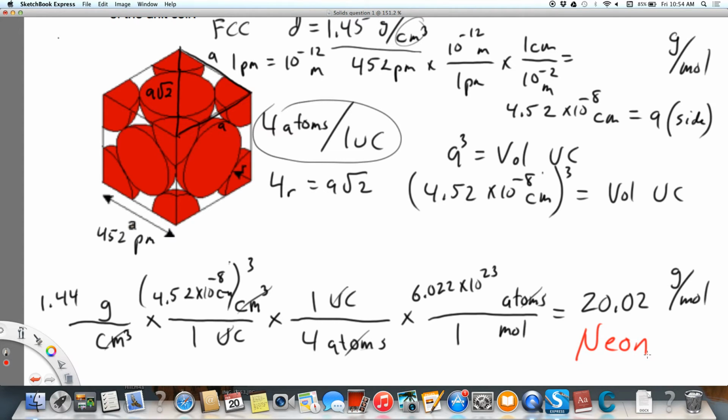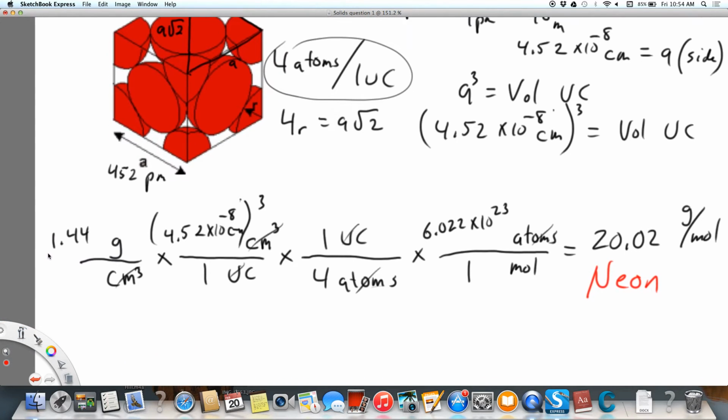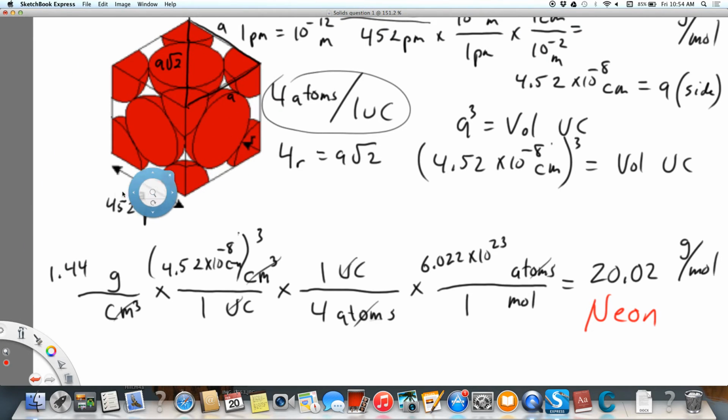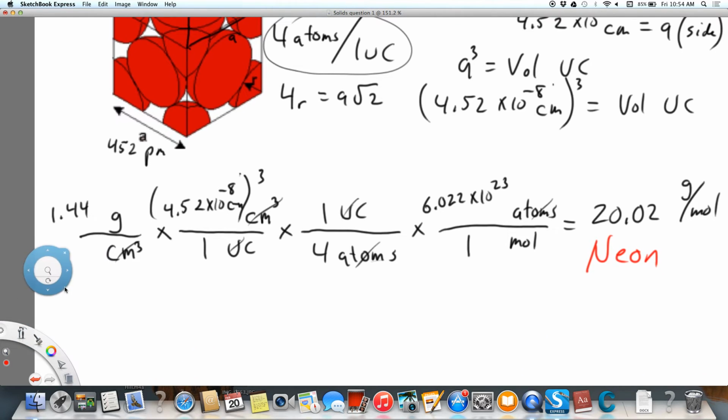And if you look on the periodic table, that's neon. Now, neon is a gas, but when it freezes at very low temperature, it freezes in this face-centered cube crystal structure.